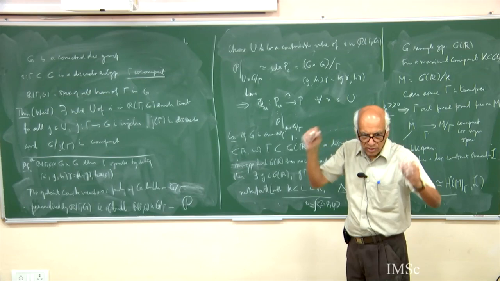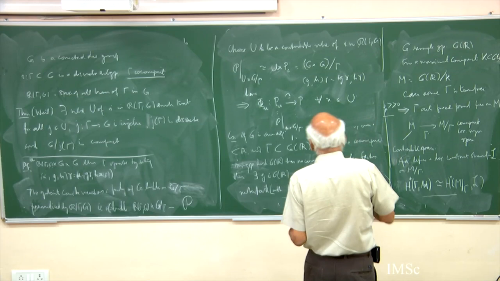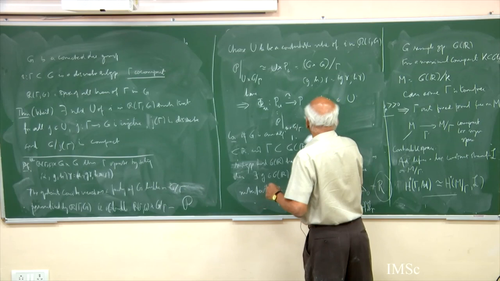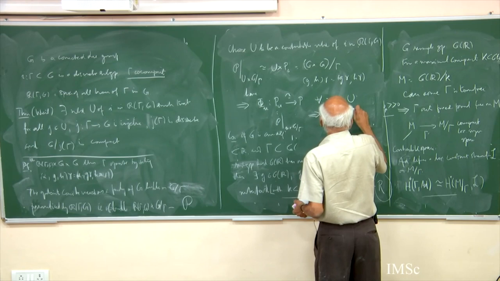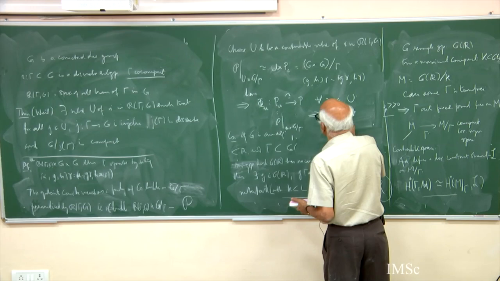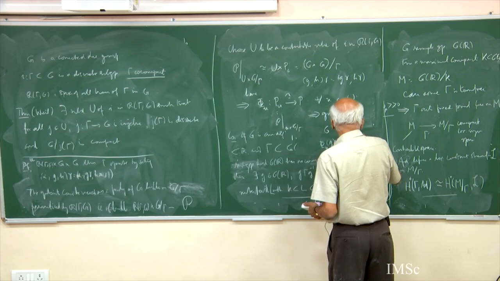See, let me put it like this. How do I say this, the whole thing is equivalent to saying the same thing as giving a map of G to G, so phi U is what I called it, with phi U of G gamma equals phi U of G times U gamma. You get such a map.